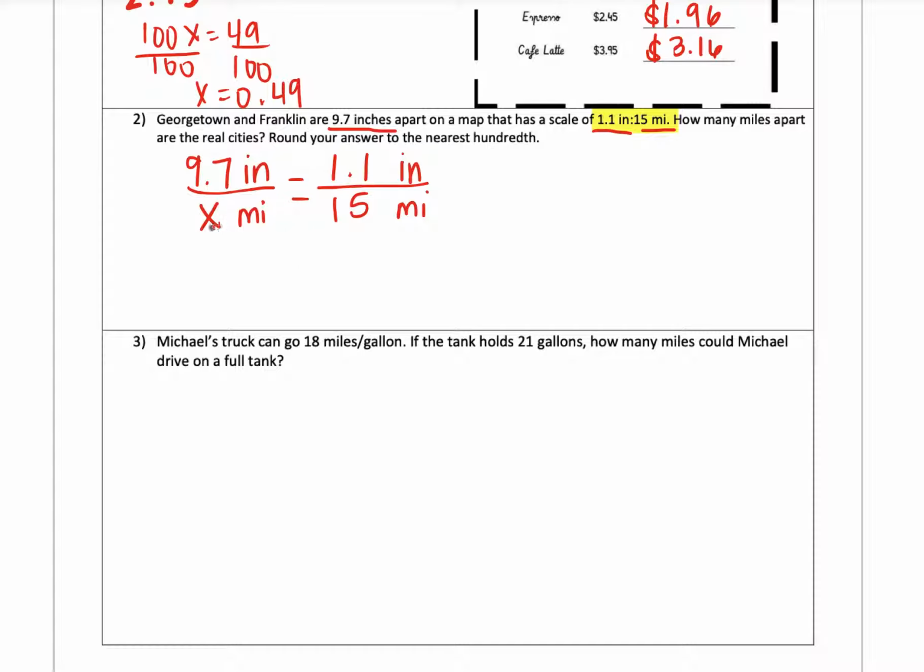We cross multiply here, and we get 145.5 equals 1.1x. And to solve for x, we have to divide by 1.1 on both sides. So x equals 132.27, and our units here are miles because it said how many miles apart are they.